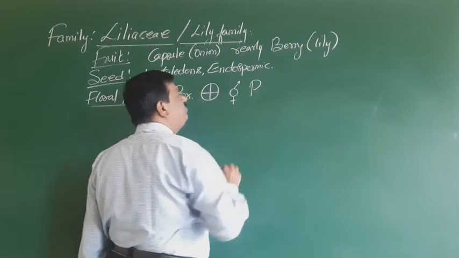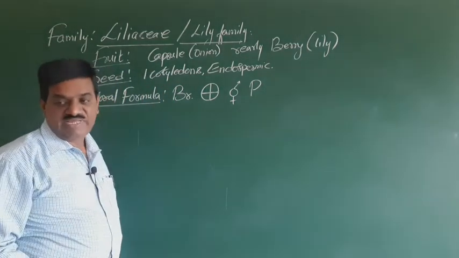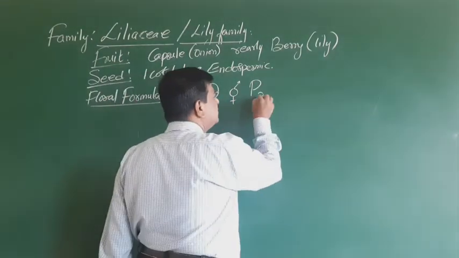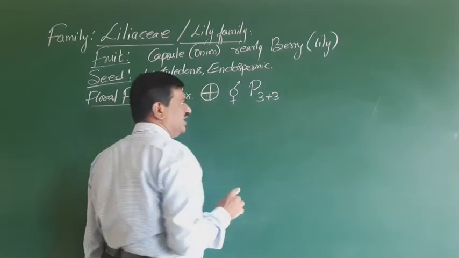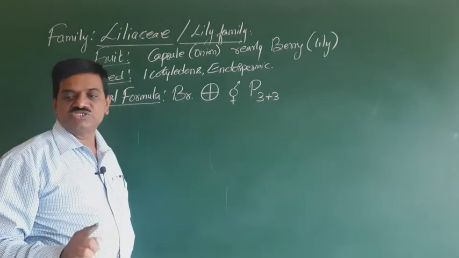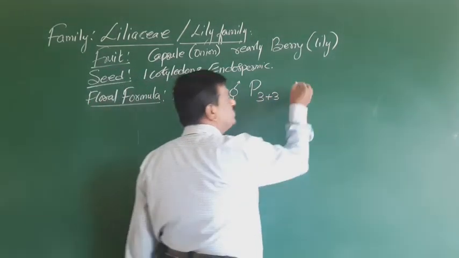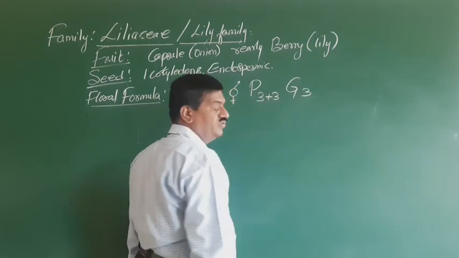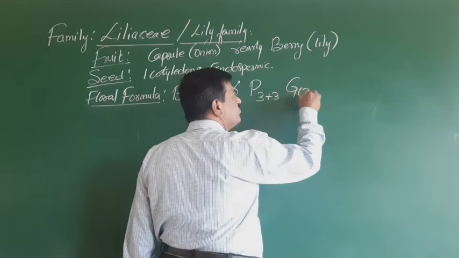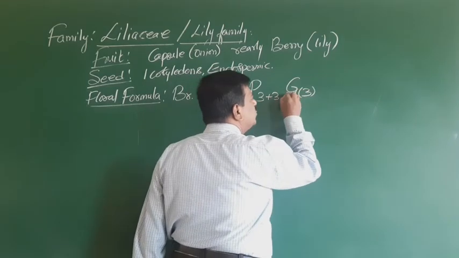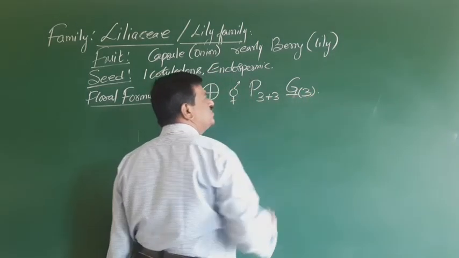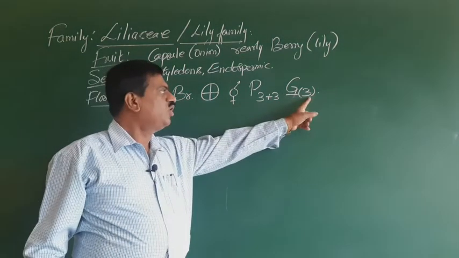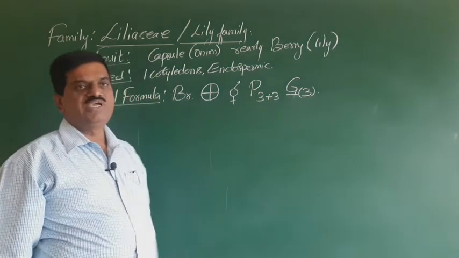The word P stands for perianth. Perianth is 3 plus 3, they are arranged in 2 whorls, hence it is called as 3 plus 3 arrangement. The next one is called as Gynoecium. There is a presence of tricarpellary, syncarpous, and superior ovary is present. So, it is called as tricarpellary, syncarpous, superior is present.